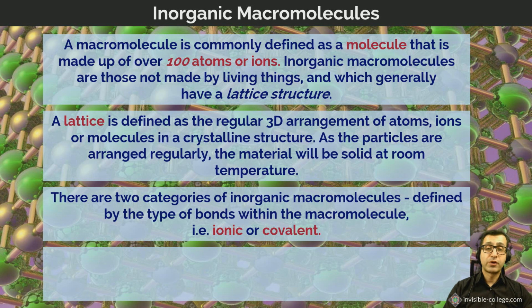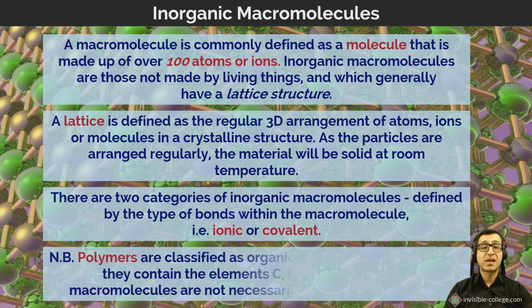So polymers, which I referred to before, these are organic macromolecules because they contain the elements carbon, hydrogen, and oxygen and nitrogen. Now, organic macromolecules are not necessarily made by living things, but they are called organic because the kinds of macromolecules found in living things are made up of carbon, hydrogen, oxygen, and nitrogen, but also most polymers made in industry are also made up of those same elements.